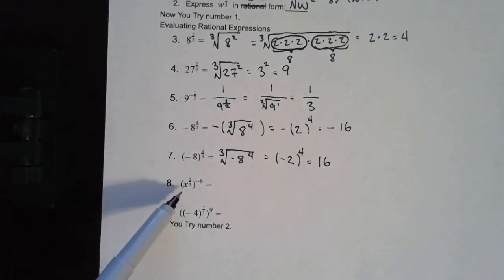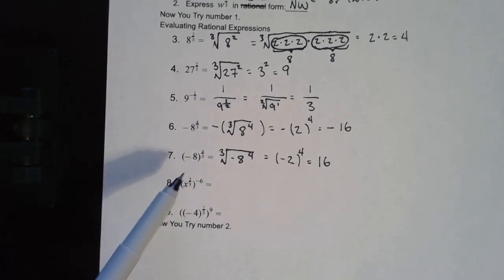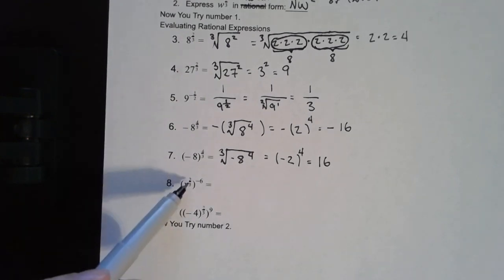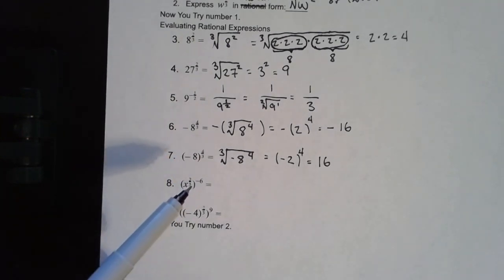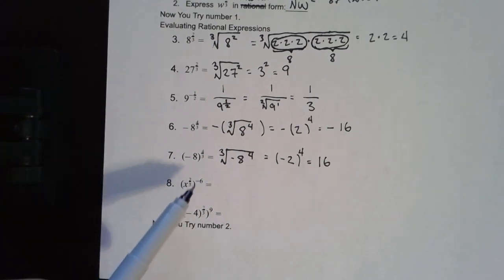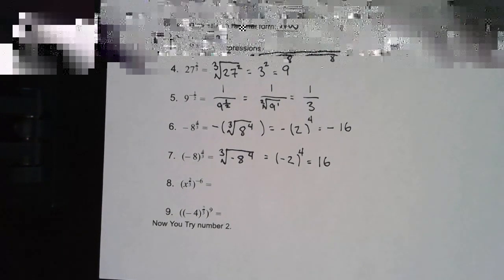Number 8, we have a variable base. We don't have a number base, and this is being raised to the 2/3 power, and then all of that is being raised to the negative 6th power. So we have to think about what happens when we have an exponent raised to another exponent. So I would recommend simplifying that. Remember, we have an exponent raised to another exponent. We need to multiply these values together. So I'm going to go ahead and do that.